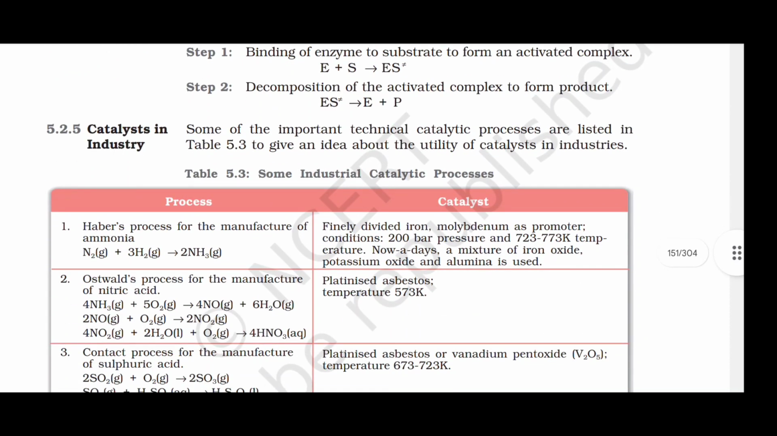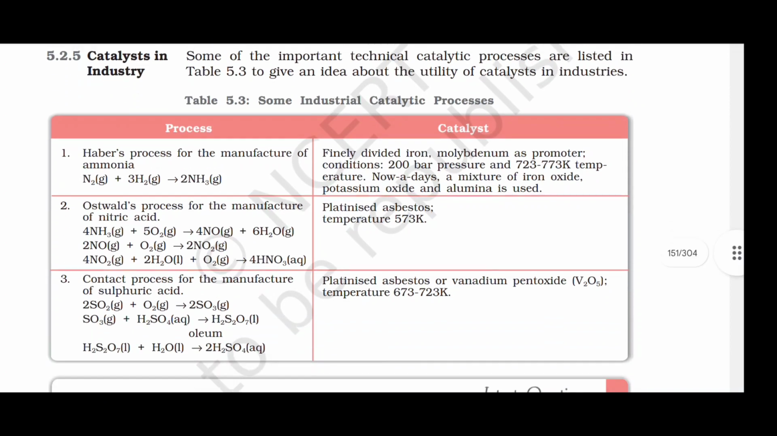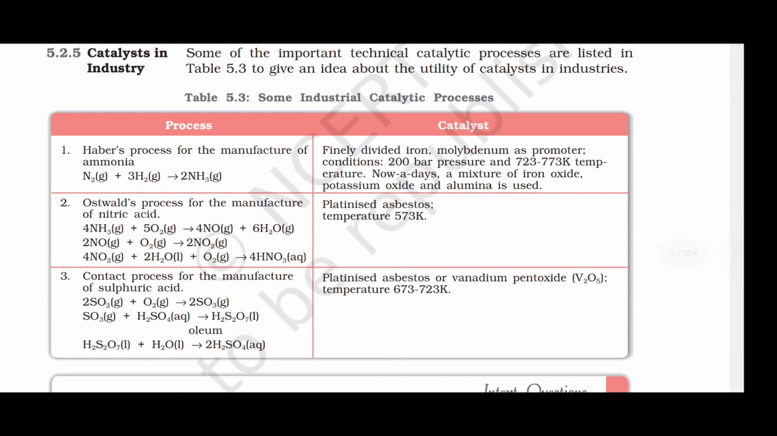कैटलिस्ट इन इंडस्ट्री. Some of the important technical catalytic processes are listed in table 5.3 to give an idea about the utility of catalyst in industries. तो आप देख सकते हो प्रोसेस, हेबर्स प्रोसेस फॉर मैन्युफैक्चर ऑफ अमोनिया. तो वहाँ पर क्या होता है, फाइनली डिवाइडेड आयरन, मोलिब्डेनम एज प्रमोटर, conditions 200 bar pressure and 723 to 773 Kelvin temperature. Nowadays, a mixture of iron oxide, potassium oxide and alumina is also used.